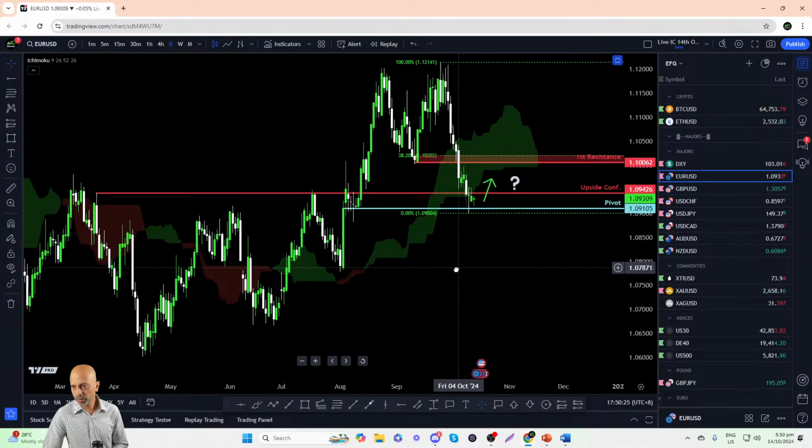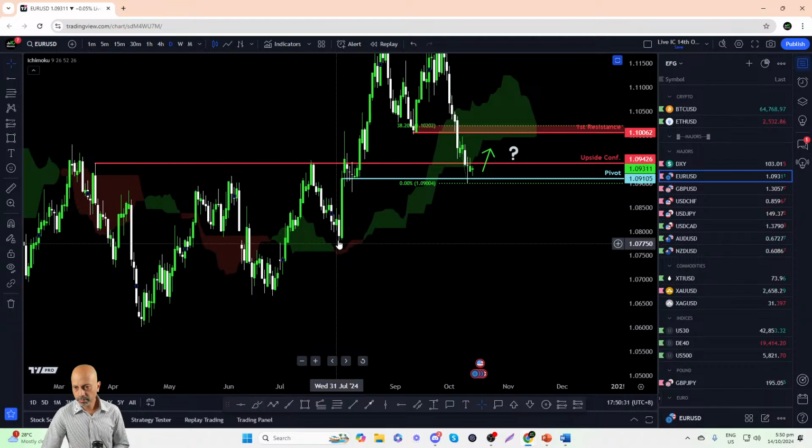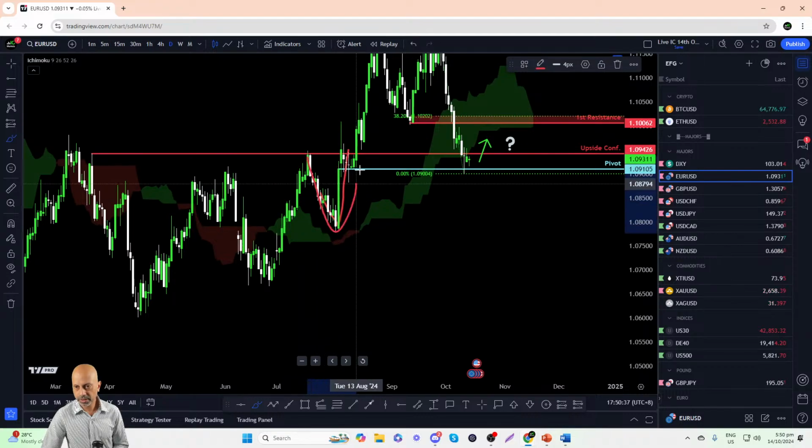And what about support? At least on the daily time frame, the next major support for the euro is at this swing low here. Sorry, this swing low here taking place on 2nd of August. We see a very nice V-shaped bounce here, a very nice swing low taking place. So this is where the next major support for the euro would sit.